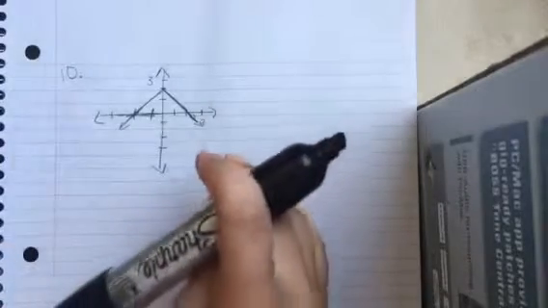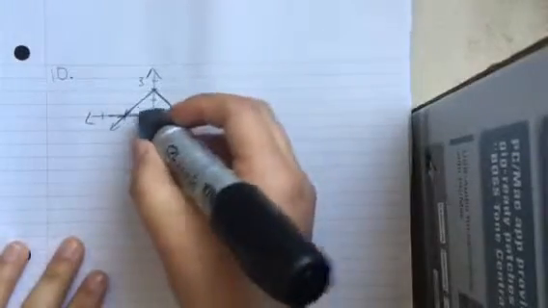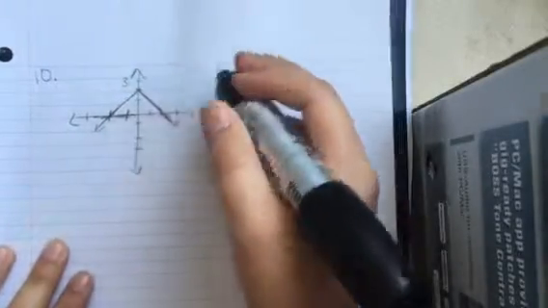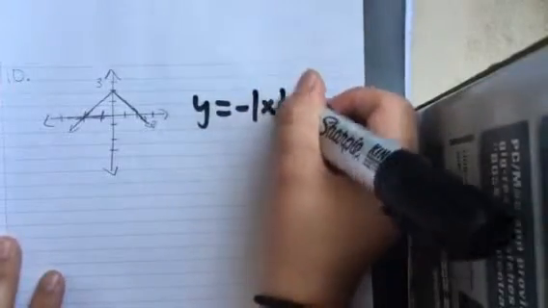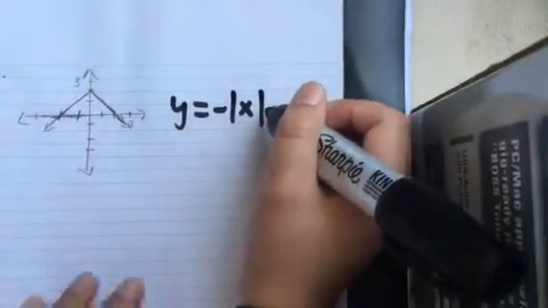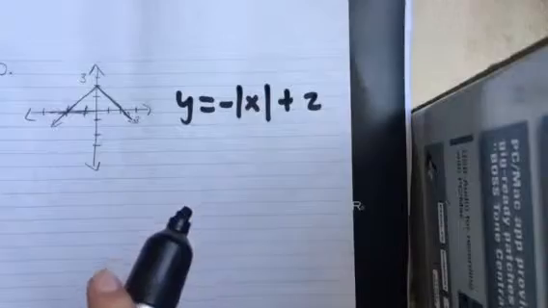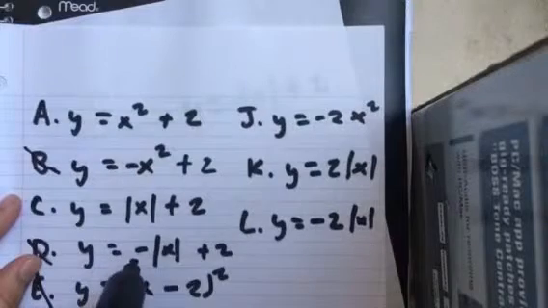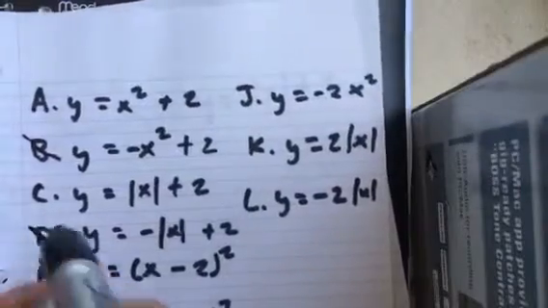10 is an absolute value as well, and it's also a negative absolute value, but it moved up twice. So this means that y equals the negative absolute value of x. Because it's going to go up, it's a positive 2. So y equals negative absolute value of x, close it, plus 2. So it is D.